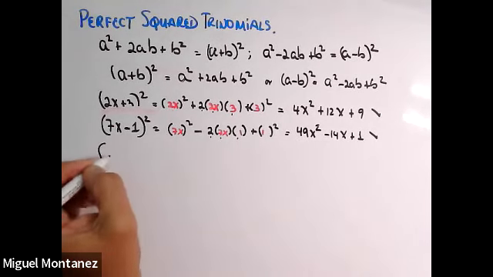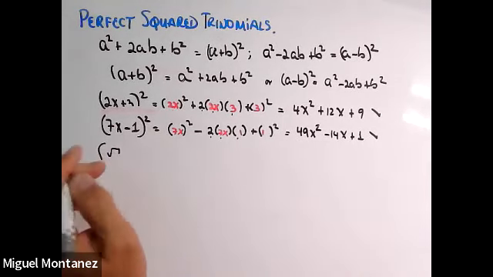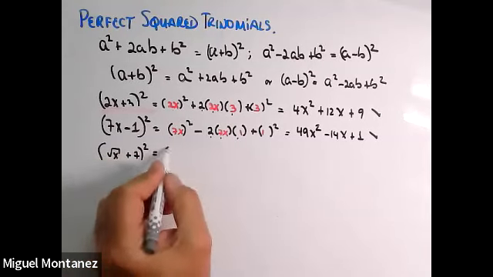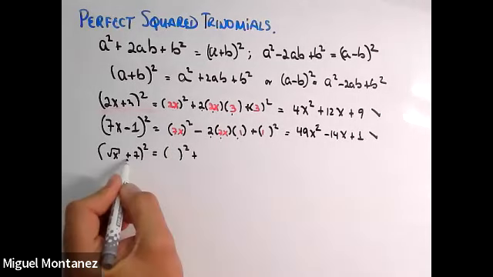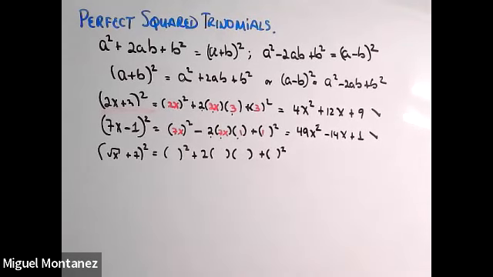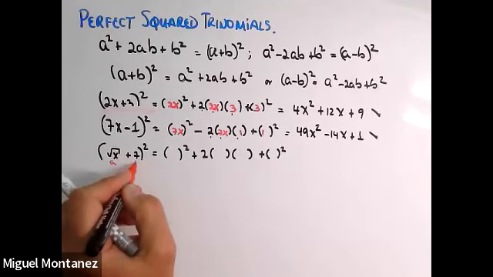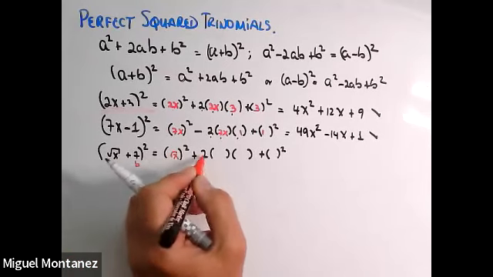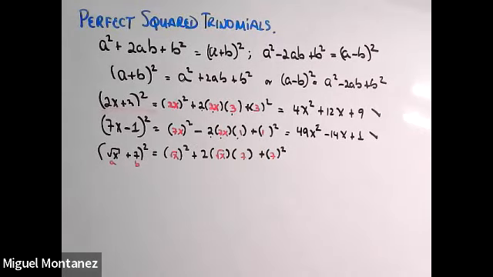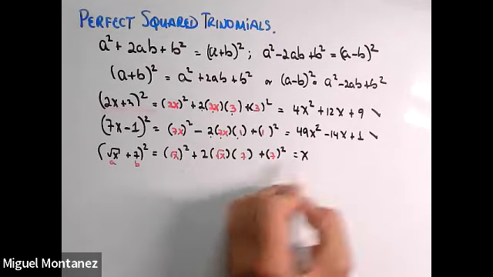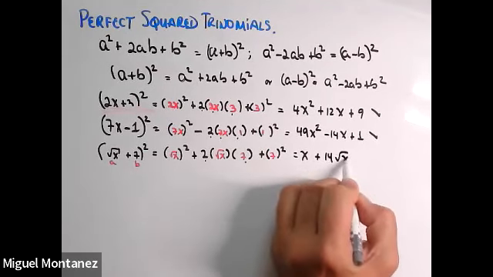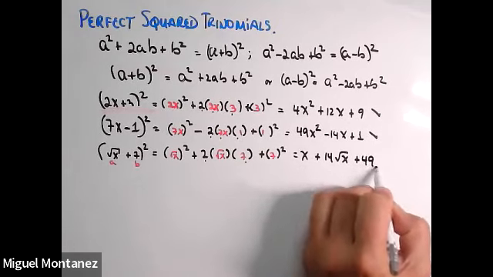We can expand with the square root too. With radicals, if I have (radical x plus 7) squared, we use the same pattern, a squared plus 2ab plus b squared. This guy will be your a and this guy will be your b. So radical x squared is x. 2 times 7 is 14, so it'll be plus 14 radical x plus 49.